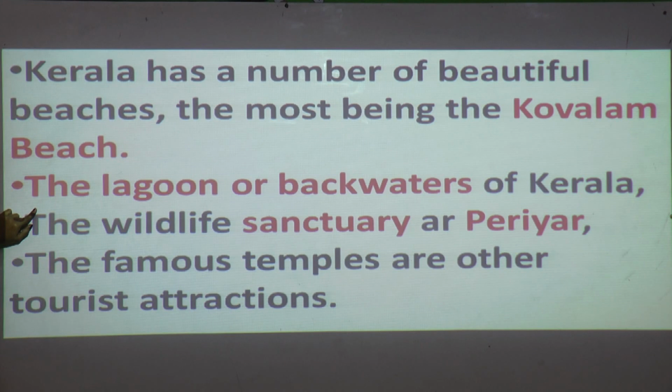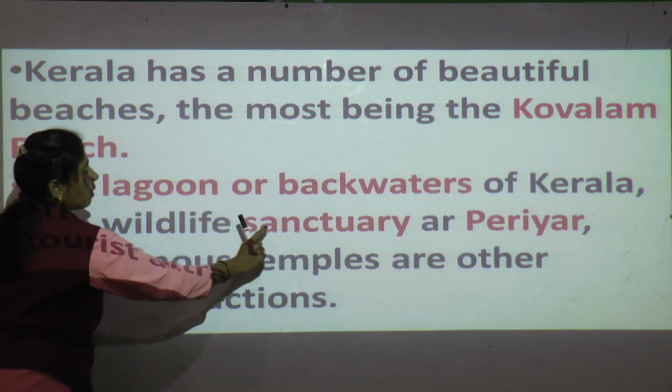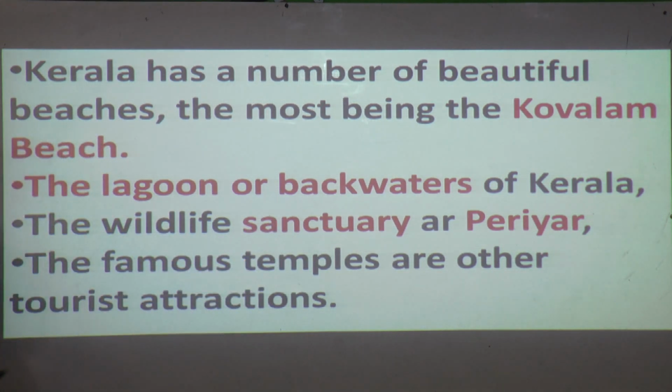Now the lagoons or backwaters of Kerala. A lagoon is salt marshy water, and these lagoons are used to export or import goods from one place to another. Okay, now what else do we have? We have a wildlife sanctuary. We have already studied this point. The wildlife sanctuary at Periyar, and the famous temples.